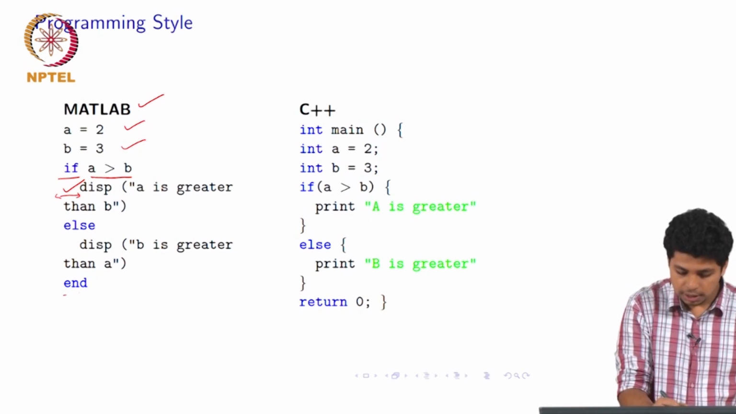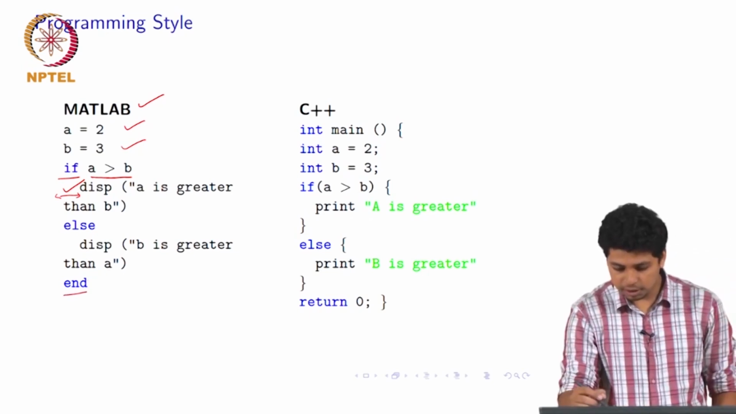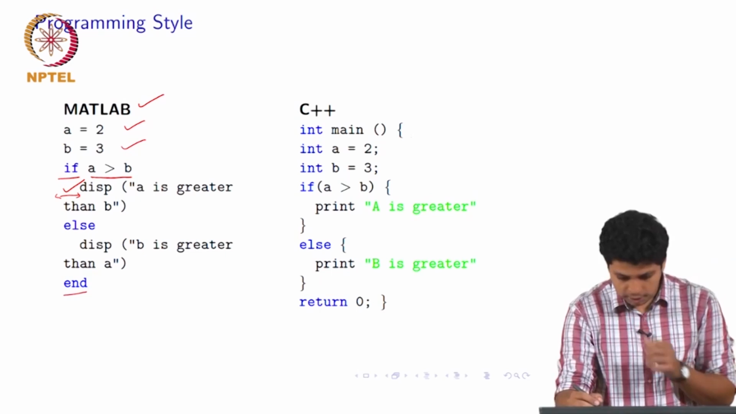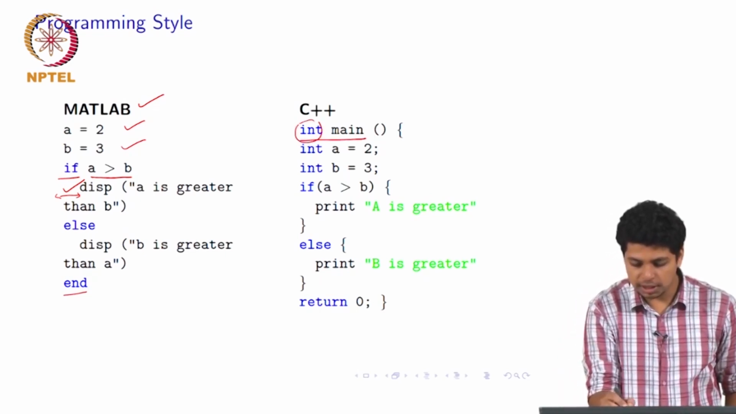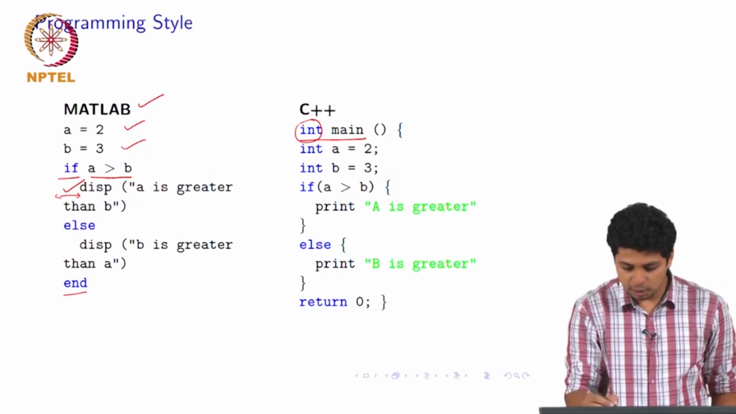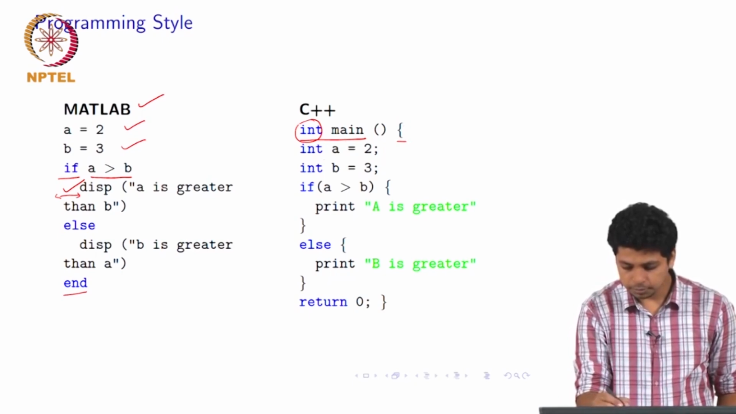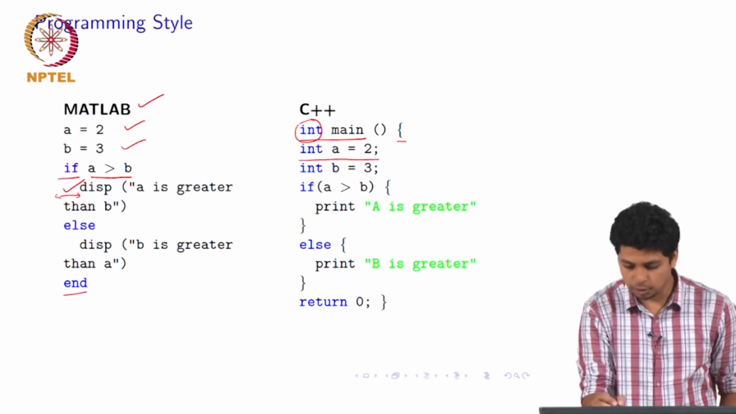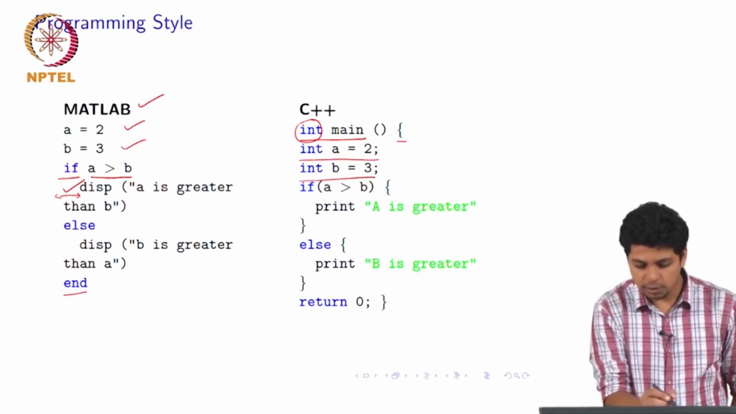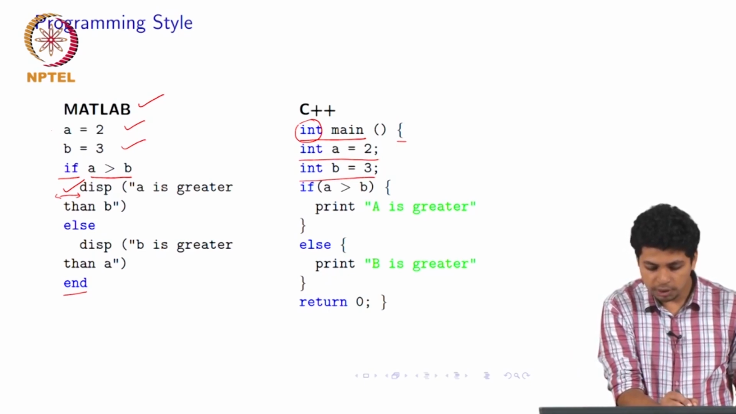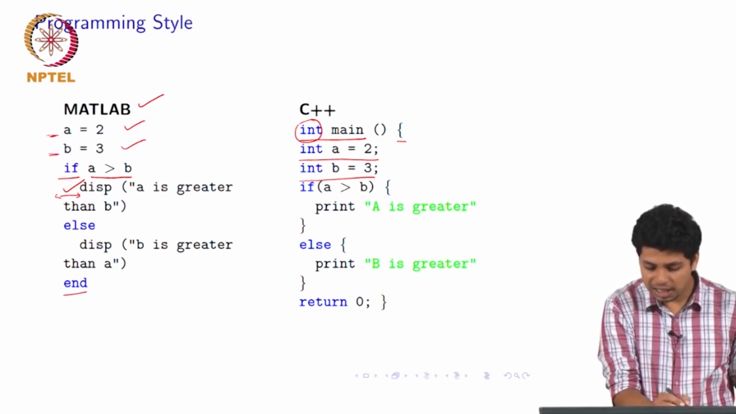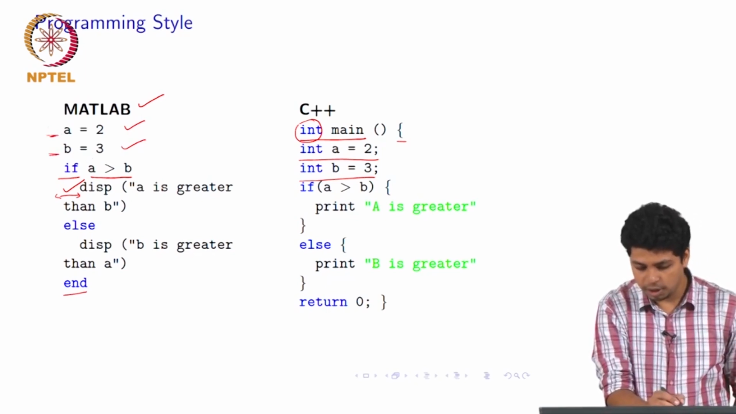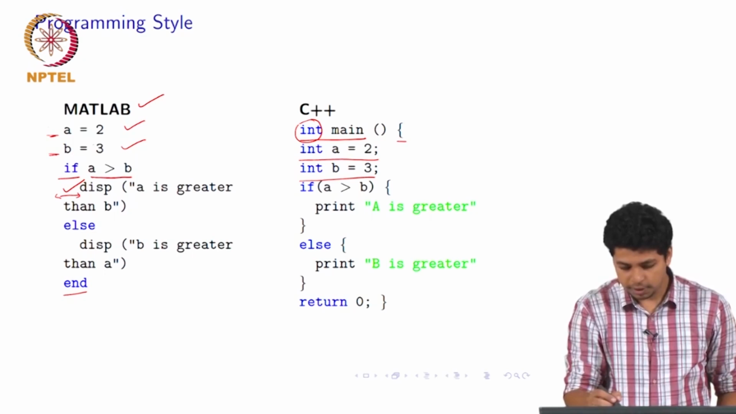But in C, C++, what you would have done is, you start the program with int main. Now what this int means is, your returning value will be an integer. Then you put a curly brace. Then int A equal to 2. Then int B equal to 3. As you can see in the MATLAB code, you did not put any variable type. MATLAB identifies the variable type on its own. That's a feature of MATLAB.